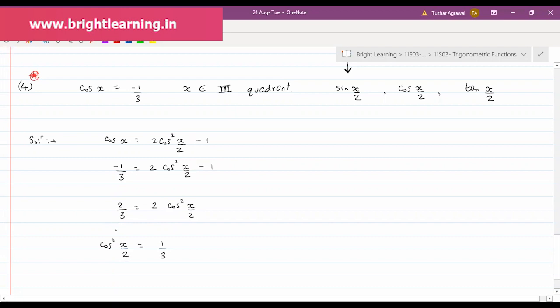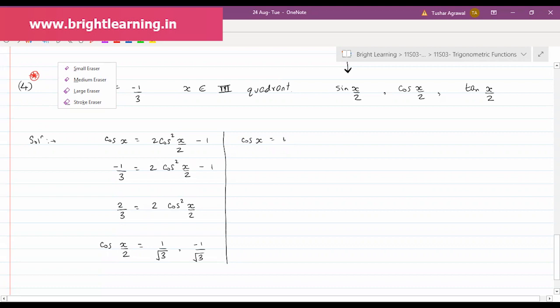So cos of x by 2 is equal to 1 upon root 3 or minus 1 upon root 3. Now the question arises whether we should keep both the values or whether we have to discard one of the values.